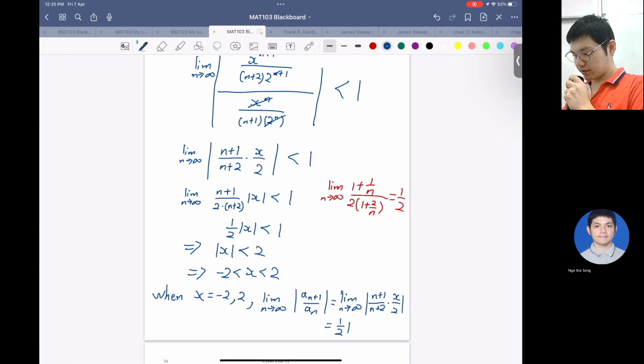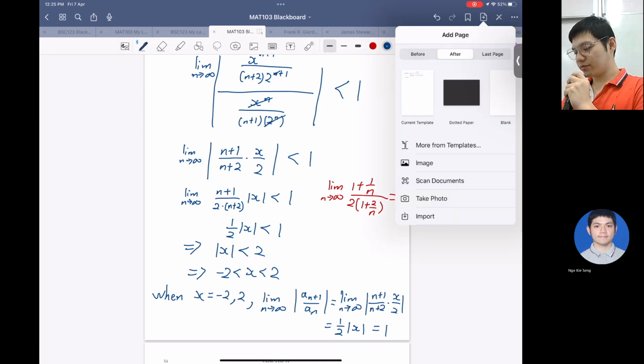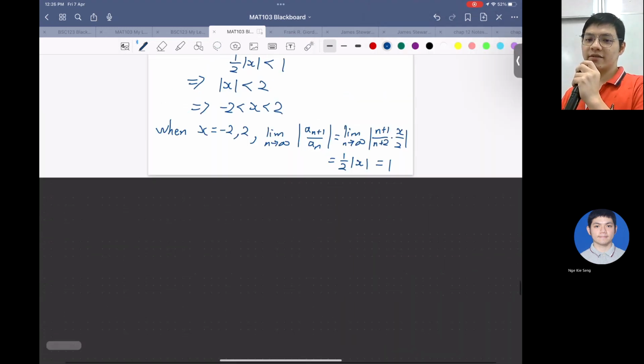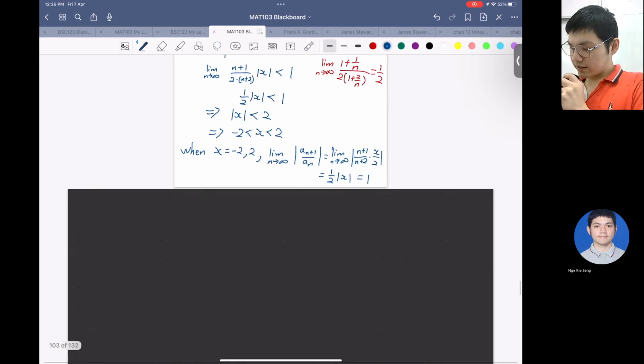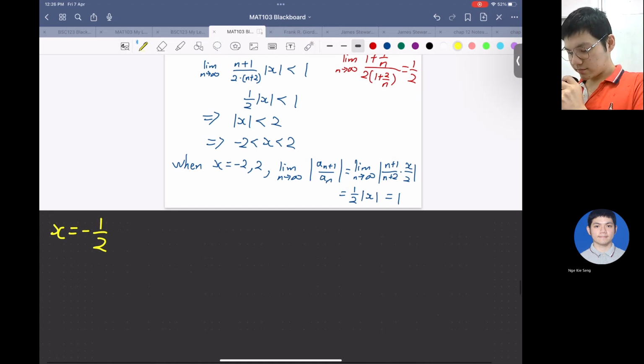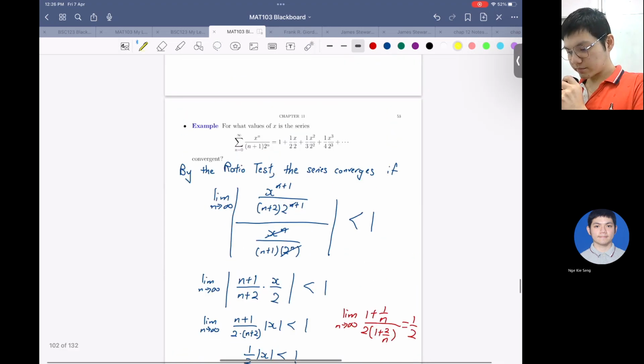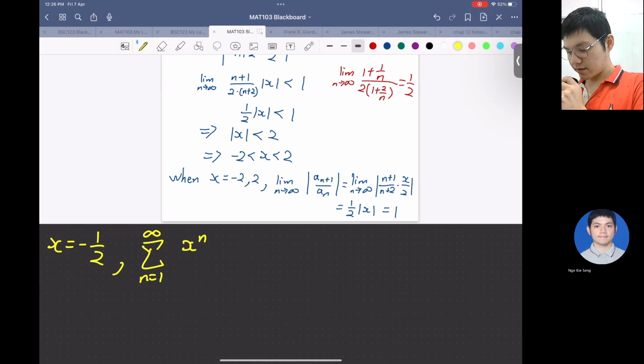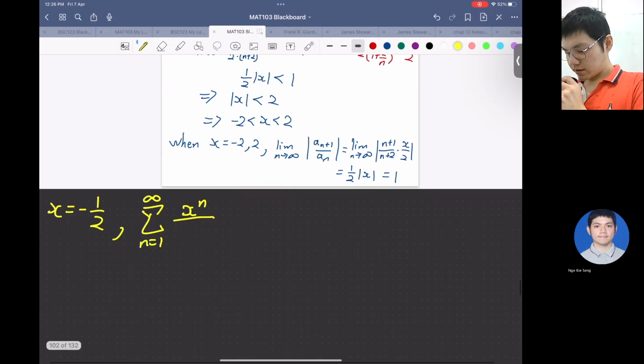What do we get? 1. Okay. So for 1, the ratio test is inconclusive. We don't know whether it converges or diverges. So what to do? Try. Correct. Try meaning you plug in x equal to minus 2. What does our series become? Okay, so our series is the sum of, let me see.